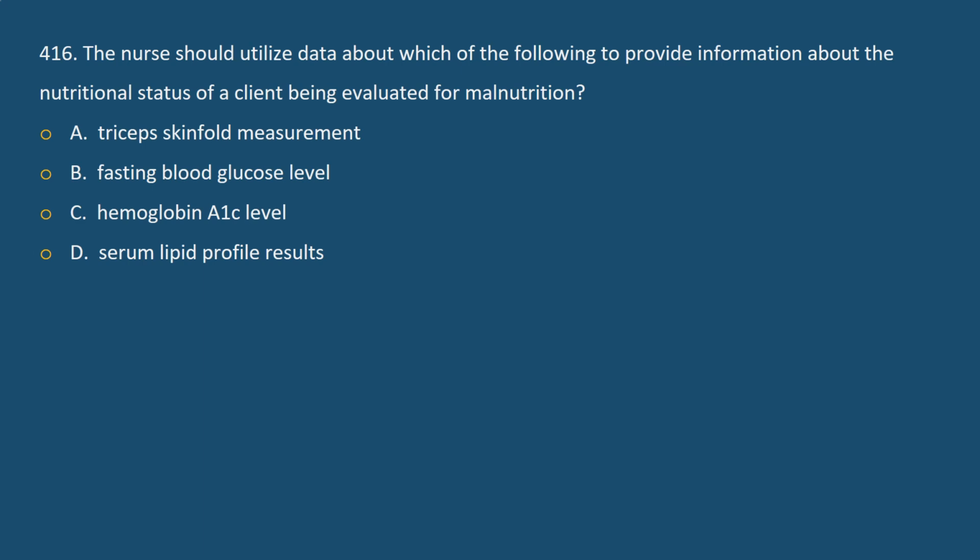Question 416. The nurse should utilize data about which of the following to provide information about the nutritional status of a client being evaluated for malnutrition. A. Triceps skin fold measurement. B. Fasting blood glucose level. C. Hemoglobin A1C level. D. Serum lipid profile results.